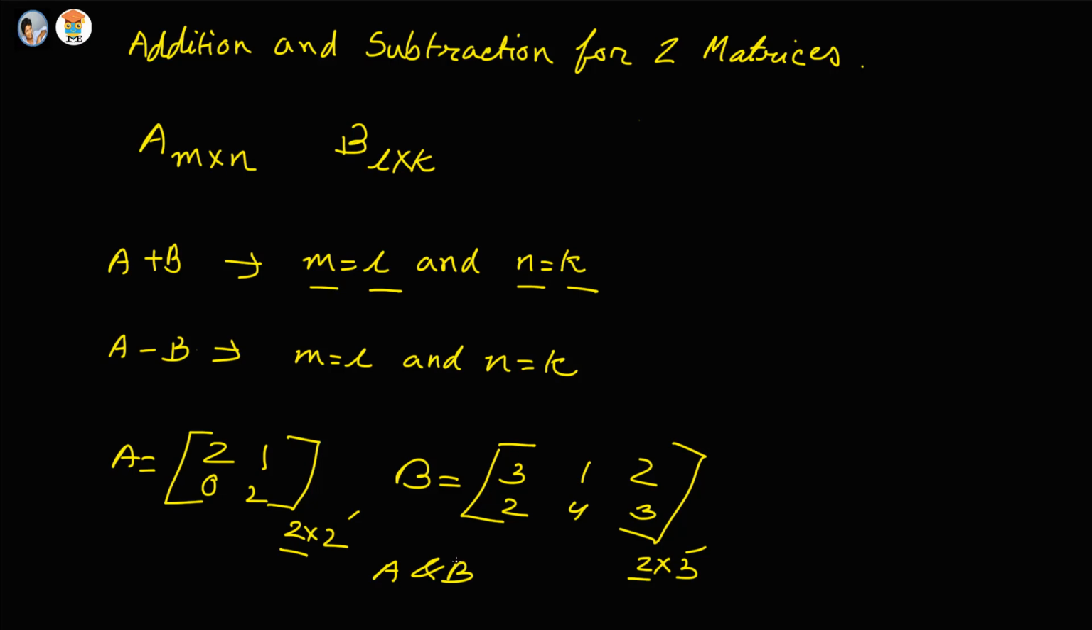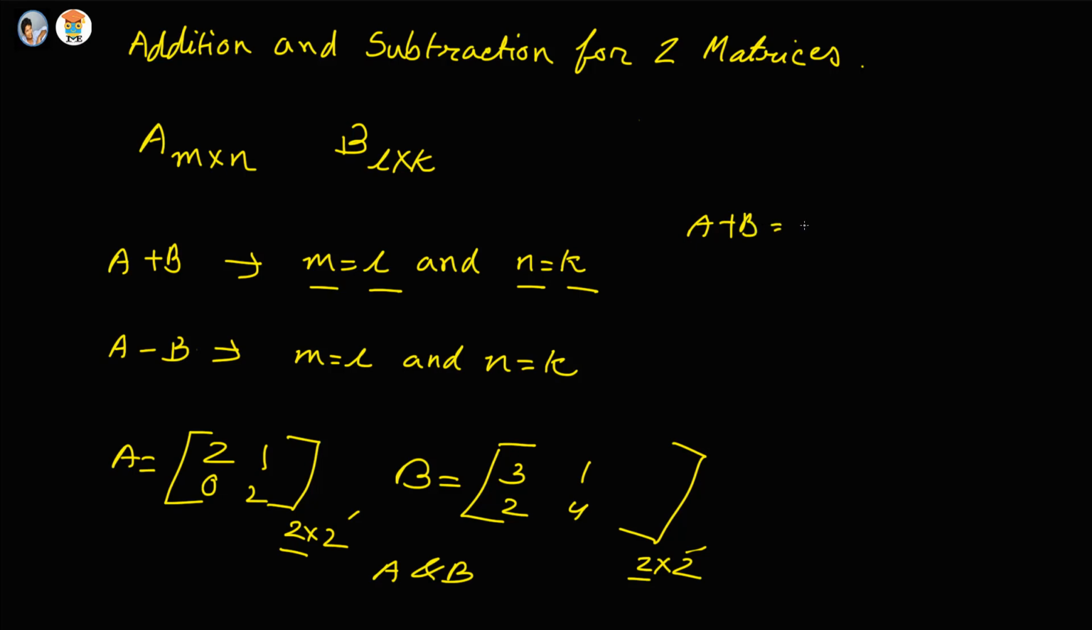We can do the operation when we have B matrix with an equal number of rows as A matrix and an equal number of columns. So if we just erase the third column of B matrix, then this B matrix is also a 2 by 2 matrix. Then we can add them. And how do we add them?